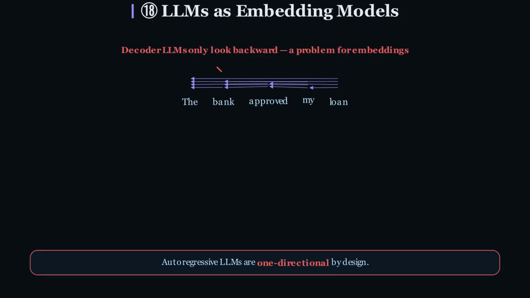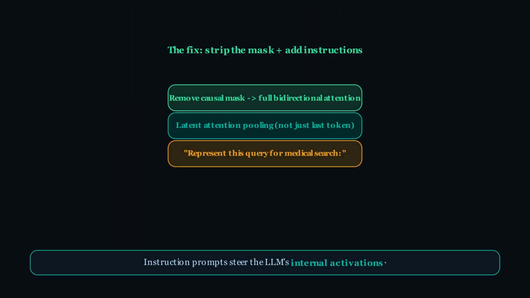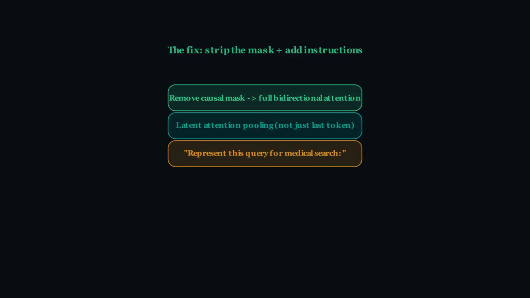Modern generalist embedders like NV-Embed and GritLM are built on decoder-only LLMs, models like Llama and Mistral. But these models normally use a causal mask, so a token can only see what came before it, never what comes after. For embeddings, that's a real limitation. Advanced embedders strip out that causal mask during fine-tuning, add sophisticated pooling layers instead of relying on just the final token, and prepend instructions like, represent this query for medical search, dynamically biasing the model toward the task at hand.